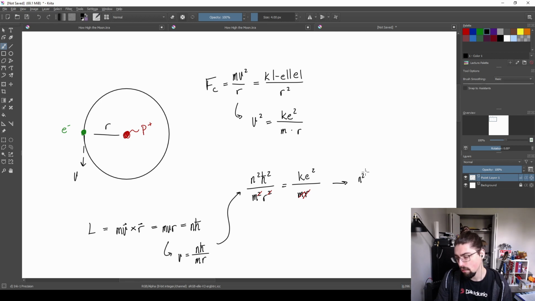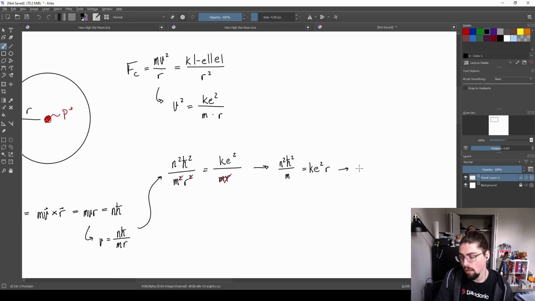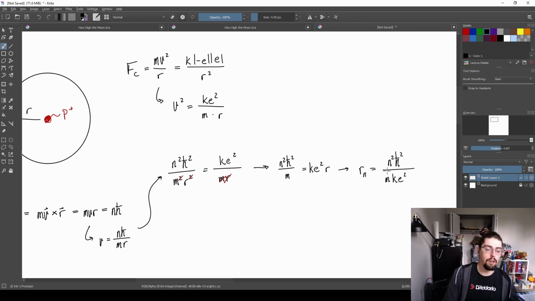n squared h bar squared divided by m is equal to k e squared times r, because I'm trying to solve out for these different radii. Divide by k e squared. The allowed values for r are going to become n squared h bar squared divided by m k e squared. And I'm going to add this little subscript n to r. That's basically saying that I can find every atomic radius by plugging in different values of n.